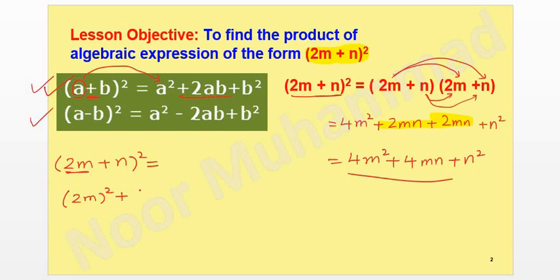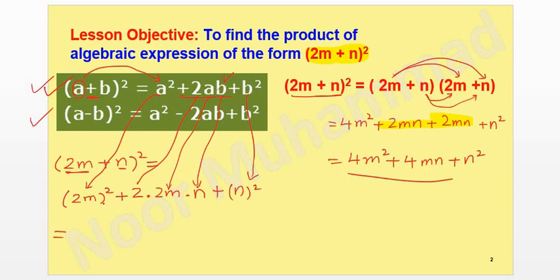So plus 2 is in the formula. What is a? A is replaced by 2m, so we will write 2m here. Then we have this b. B means the second term. So what is our second term? Our second term is n, so here we will write n. This shows that this 2 is here, this a is 2m, and this b is n. Okay, what next? Plus b squared. What is b squared? Our b is this n, so it will be n squared.